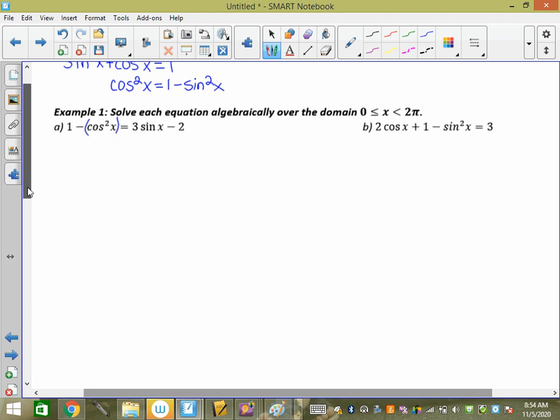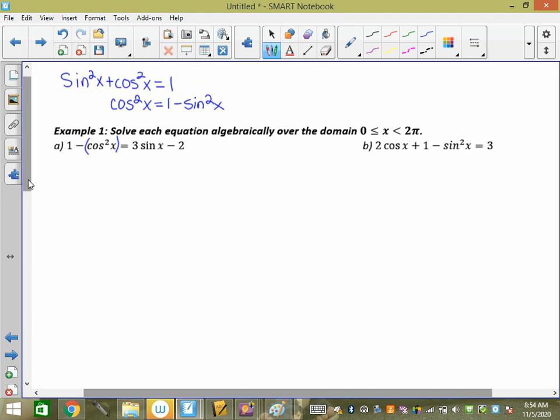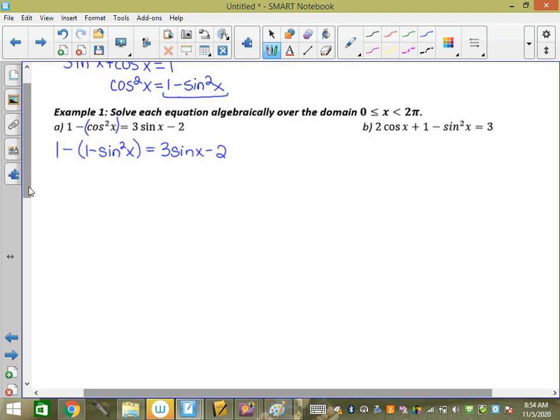I want to make sure I was actually recording. So I'm going to replace cos squared x with 1 minus sine squared x in brackets. What do I have to do next? Make sure I put brackets so that I distribute that minus sign, right? So I'm going to get 1 minus 1 plus sine squared x.